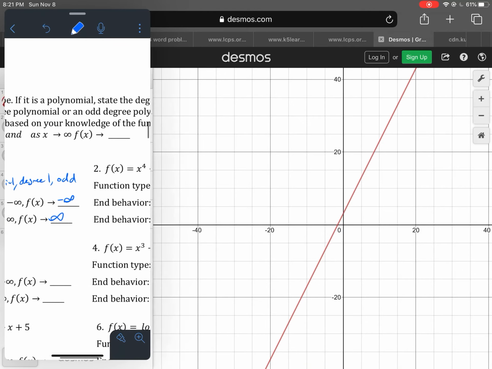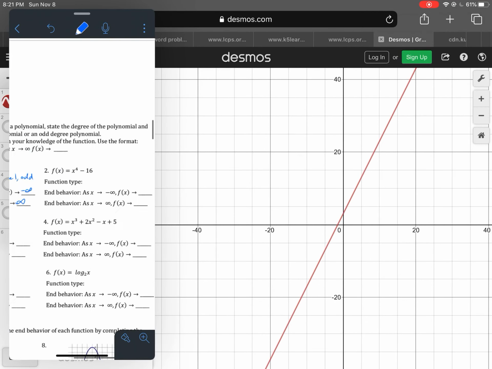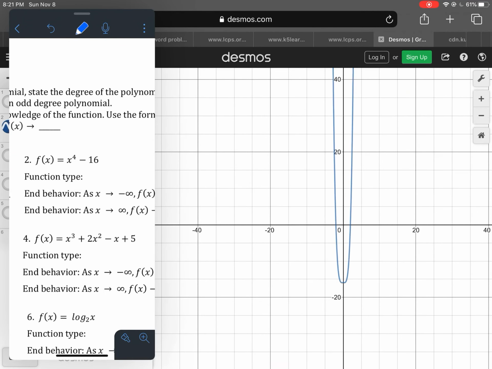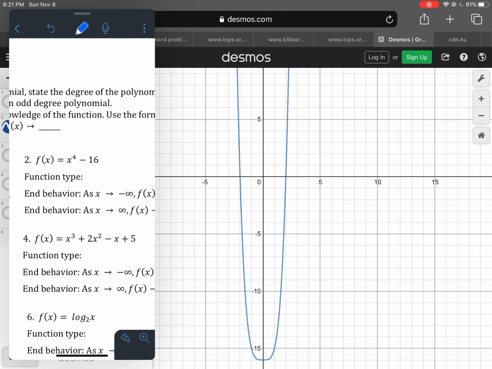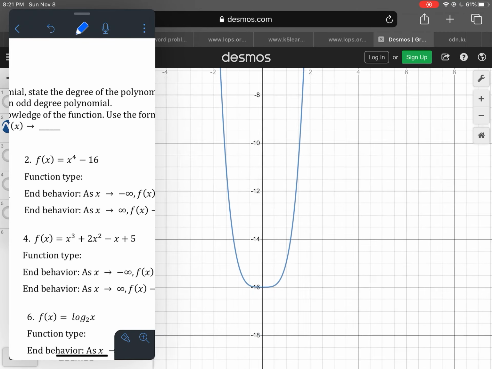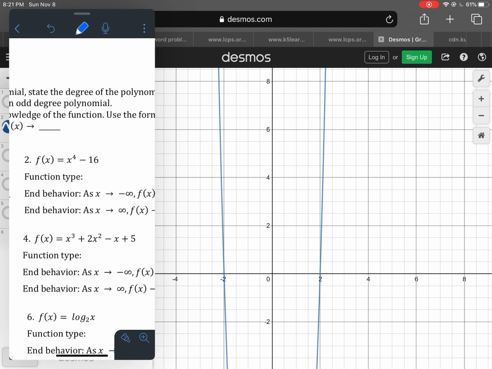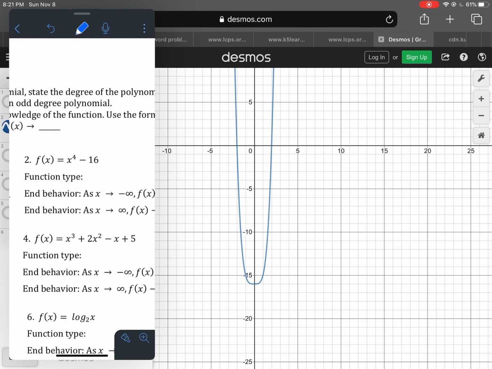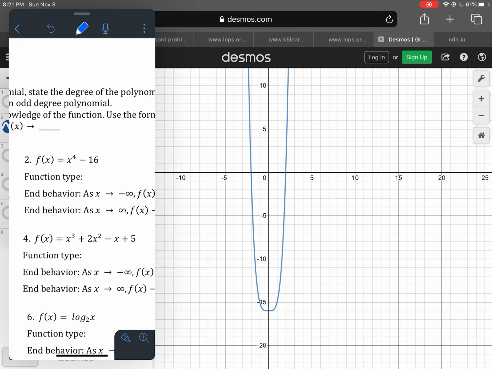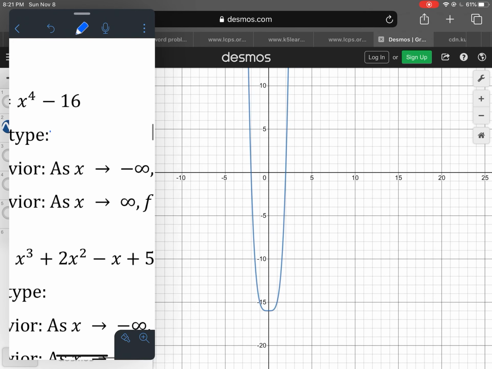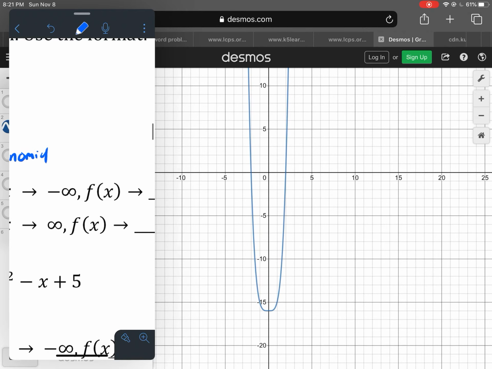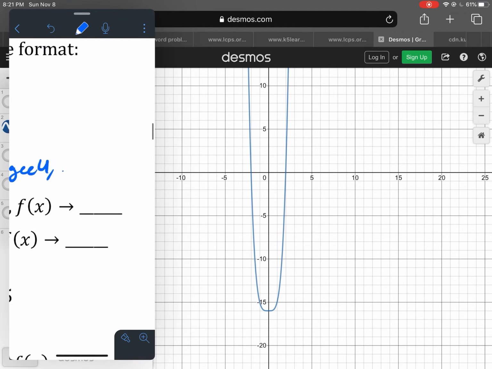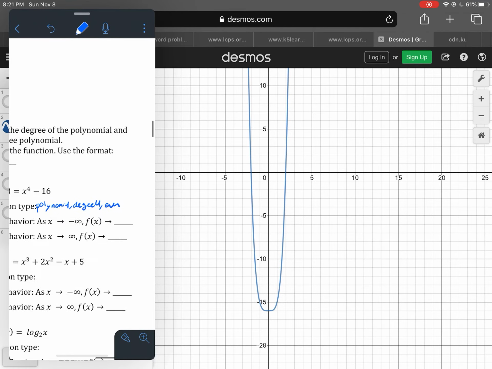All right. Now let's go ahead and check this next one. We got x to the 4th minus 16. So that is this function here. Let's see what happens. It almost kind of looks like a parabola there, but it is x to the 4th. So first off, it's a polynomial, right? It's degree 4. And that's even, right? 4 is even.